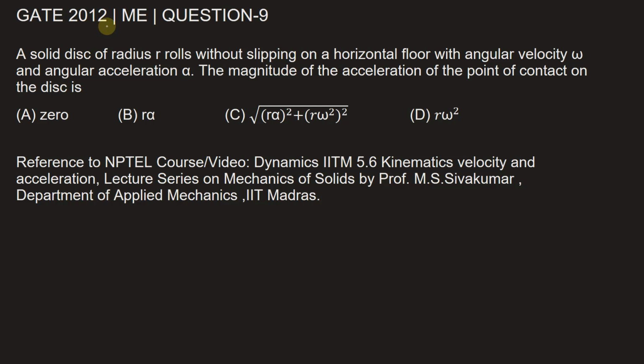This question is from GATE 2012 Mechanical Engineering paper, question number 9. A solid disk of radius r rolls without slipping on a horizontal floor with angular velocity omega and angular acceleration alpha. The magnitude of the acceleration of the point of contact on the disk is dash.